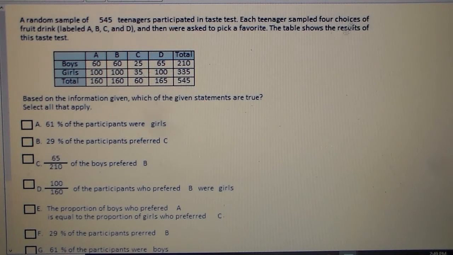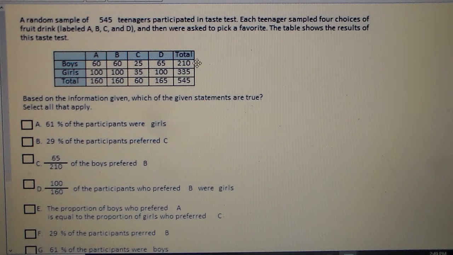Alright, the problem we got here. It says a random sample of 545 teenagers participated in a taste test. Each teenager sampled 4 choices of fruit drink, labeled A, B, C, and D, as you see here in the table. And then we're asked to pick a favorite. The table shows the results of this taste test. So here's your table here.